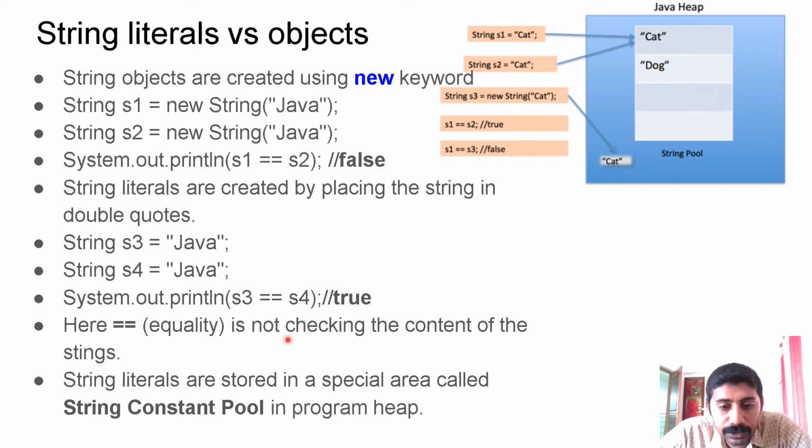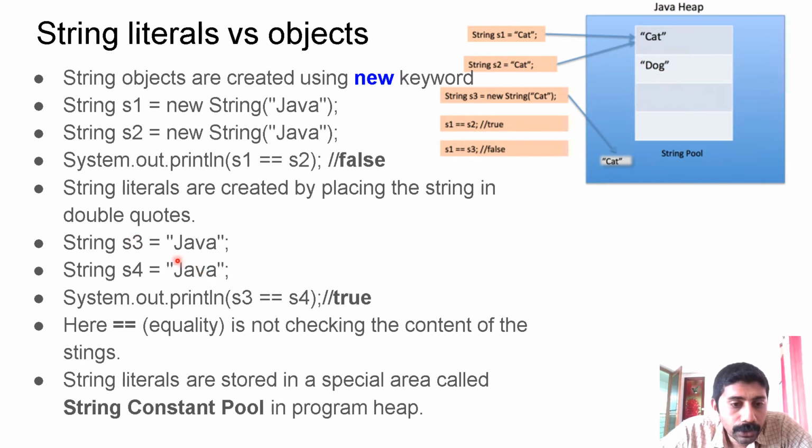Here the equality is not checking the content of the string. Same. But then why am I getting true? Let us try to understand that. String literals are stored in a special area called the string constant pool. So there is something called the string constant pool. In that constant pool, for this particular string literal Java, one entry is added. That reference is stored to S3.